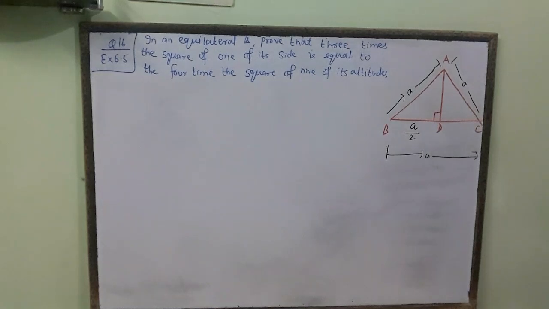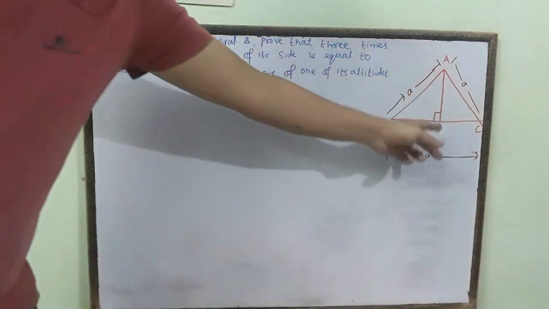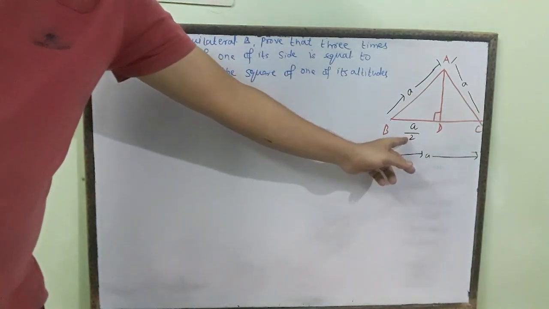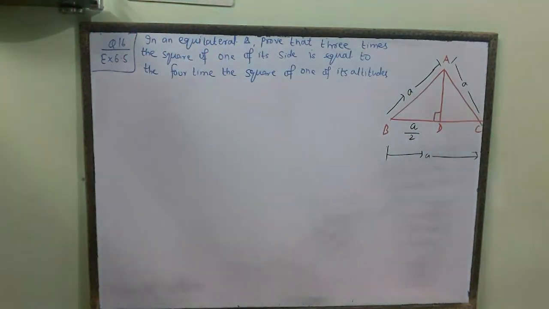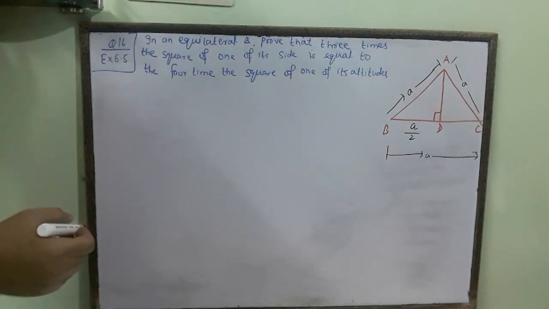See, this is question number 16 of this exercise. Question is that prove that in an equilateral triangle, 3 times the square of one of its sides is equal to 4 times the square of one of its altitude. So I have drawn one altitude, that is AD, and taken the side value as A. As you know that AD will divide the BC into two equal parts, so I have taken BD as A by 2. And now we will use the Pythagoras theorem and find the value of AD, because we have to establish the relation between AD and AB.